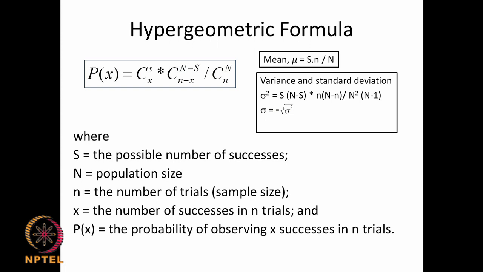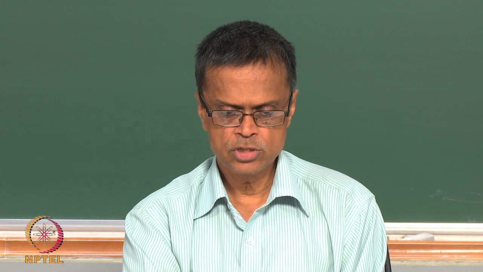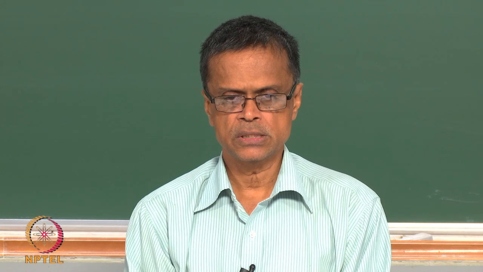We can also look at problems in the hypergeometric distribution, and as I said, it is a very useful type of analysis to carry out, especially in biological systems, and this distribution is quite useful in that sense where you have a limited population and you take a sample from that limited population.